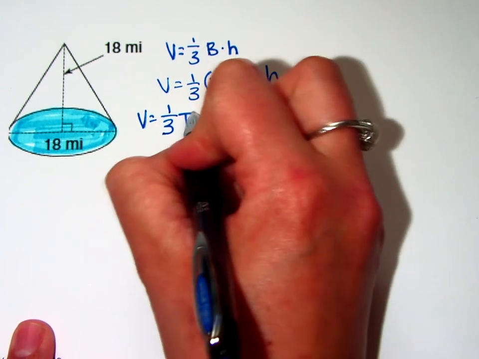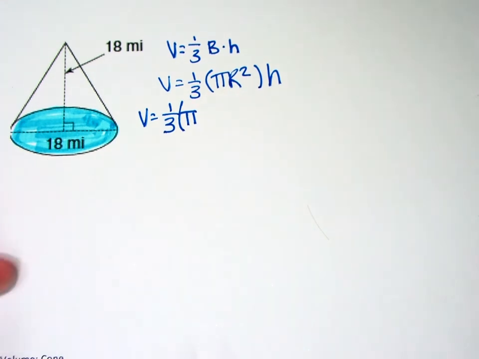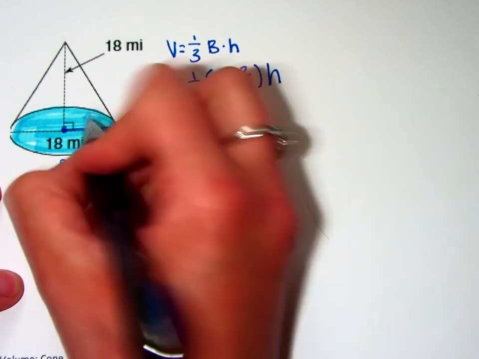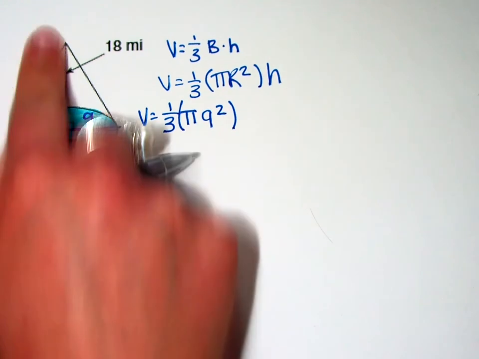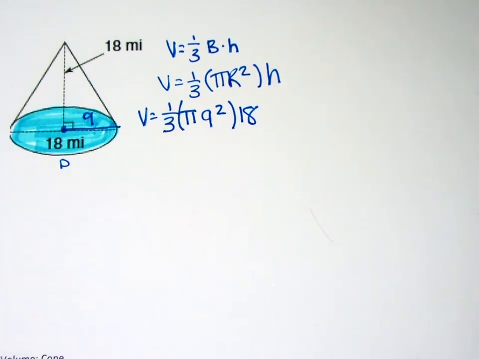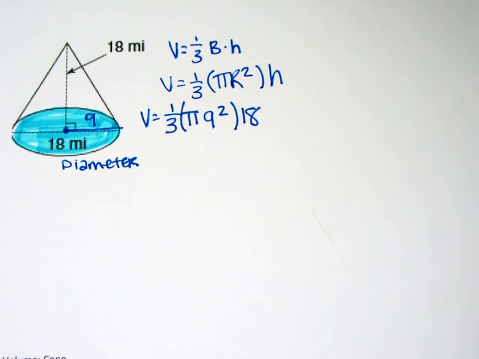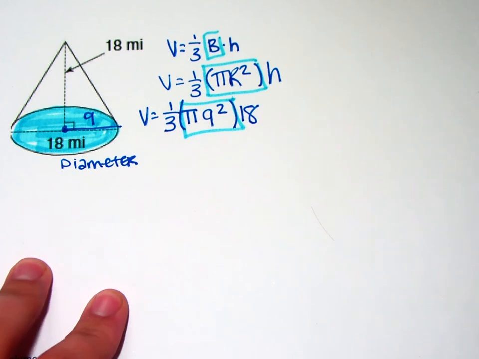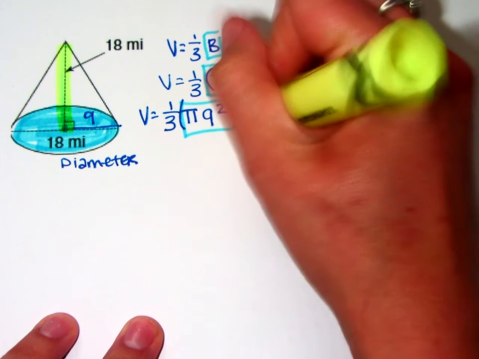So 1/3 pi, 18 miles. Now this is considered a diameter because it goes all the way across. If I want my radius, I'm going to divide 18 by 2, and that is 9. So my radius in this problem is 9, and my height is 18. Be very careful. This 18 miles is a diameter. So be mindful, 18 is not the radius, 9 is the radius. Again, I've taken my area of the base formula, which is a circle, and I've substituted. My height here starts at the center and goes straight down.